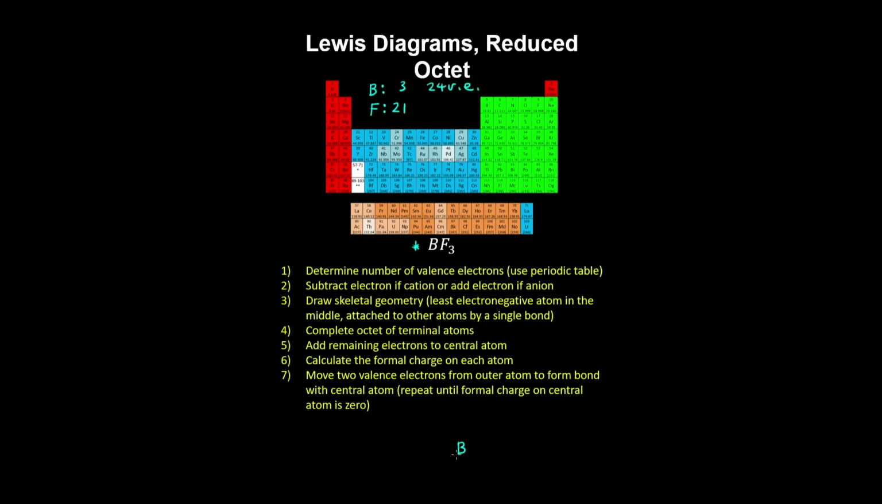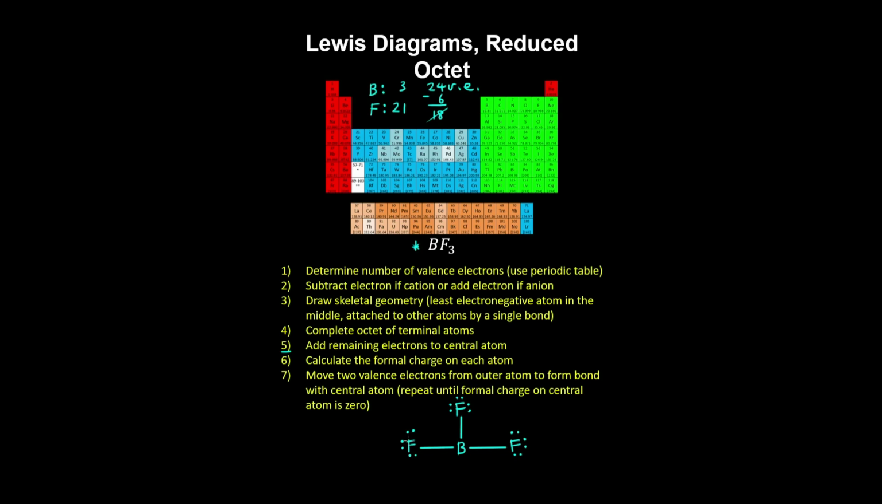And now we draw the skeletal geometry of the molecule with the least electronegative atom in the middle. So each bond takes up 2 electrons. And now we complete the octet of the terminal atoms. So we need to add 6 valence electrons to each fluorine. And now we're left with 0 valence electrons. So therefore we can skip step 5, because there's no more electrons to add to the central atom.